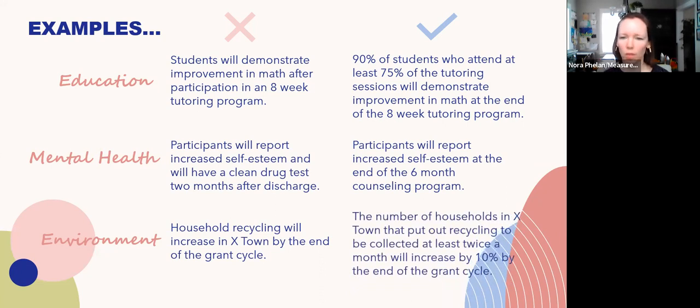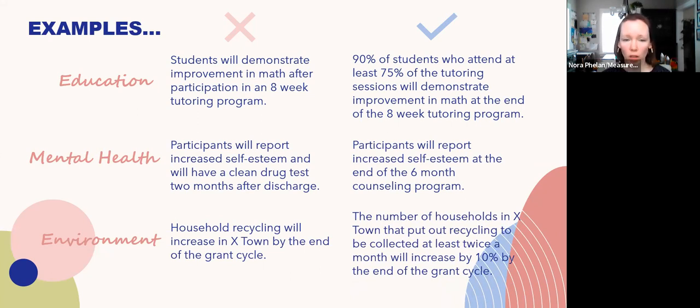So an example would be the number of households in X town that put out recycling to be collected at least twice a month will increase by 10% at the end of the cycle. It's just adding a bit more context, a bit more information, so there's no confusion either by the funder or when it comes down to reporting, you aren't going back and saying, what did we mean by this? What did we want? What exactly did we want to look at?